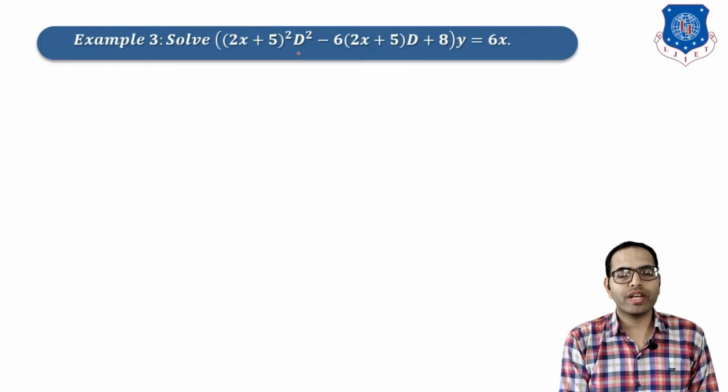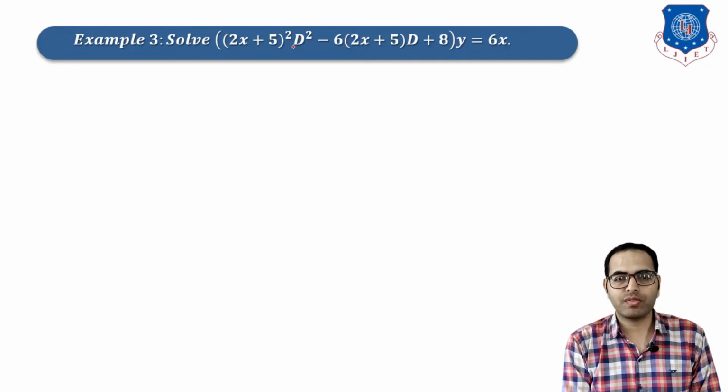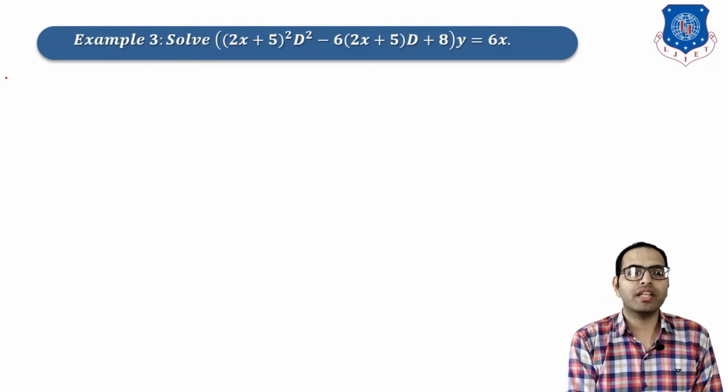Solve (2x plus 5) whole square D square minus 6 (2x plus 5) D plus 8 of y is equal to 6x. See, whatever differential equation is given to you, which is a Legendre linear ordinary differential equation, how can we identify it? The single time derivative term is multiplied with 2x plus 5, the double time derivative term is multiplied with (2x plus 5) whole square. That's why we can say that it is a Legendre ordinary differential equation.